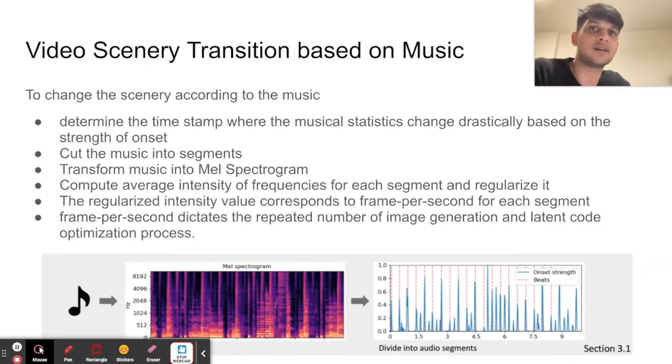So the first part, video scenery transition based on music. In order to create a music video which changes the scenery accordingly with the music, we determine the timestamp where the musical statistics change drastically based on strength of onset. Given the segments of music, we determine frames per second based on the average intensity of the music segment. The given music is transformed into a Mel spectrogram, which shows intensity of each frequency in decibels for a given time interval. We compute the average intensity of each segment and then regularize it between 0 and 1, and this becomes our frames per second. We require frames per second because that tells us how many times we need to carry out the image generation and latent code optimization processes.